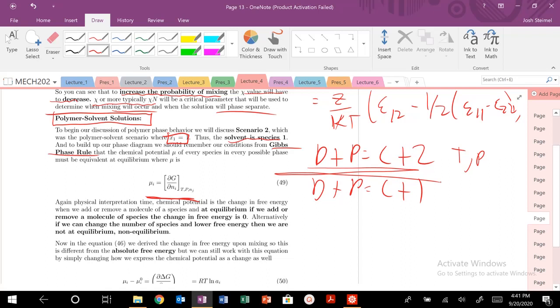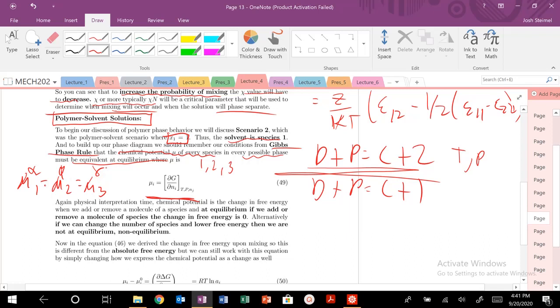One of the assumptions you make, aside from the Gibbs-Duhem equation, is that in order to be in equilibrium, in order to exist in two phases simultaneously, the chemical potential of every species in every possible phase must be equivalent at equilibrium. So what this is saying is that if my species 1, 2, 3 are in equilibrium, my chemical potential of 1 is equal to the chemical potential of 2 equals the chemical potential of 3, in whatever phase it's in. So if my chemical potentials are equal, then I'm in equilibrium.